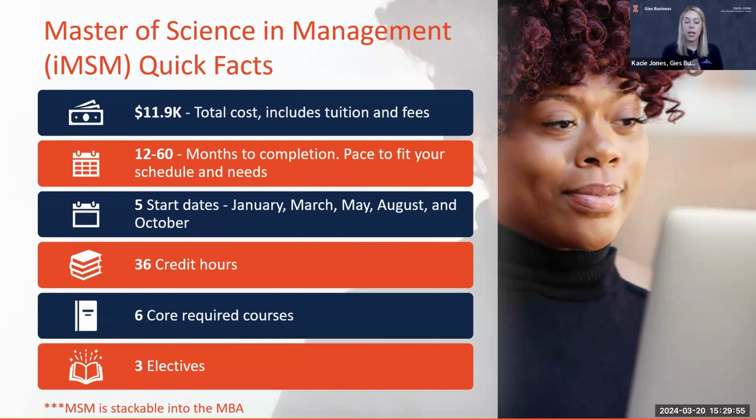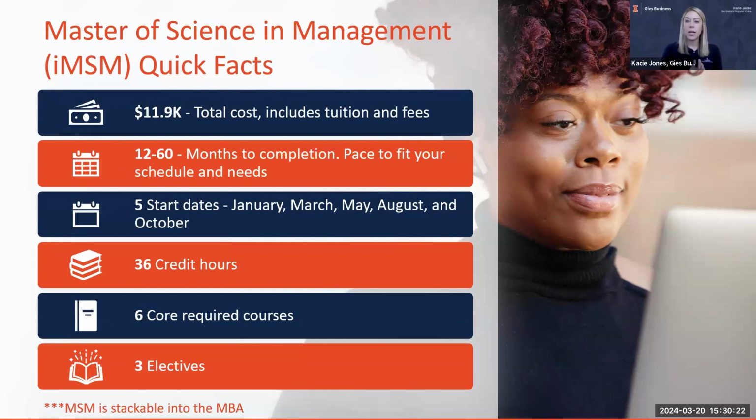And then the overall cost of the Master of Management program is just under $12,000. With any of our programs, we have a pay-as-you-go tuition model. So you're just being charged for courses as you enroll for them. There's no upfront fee to hold your seat in the program. There's not a per semester cost. It's going to be dependent on the number of credit hours that you register for, which can be really important.